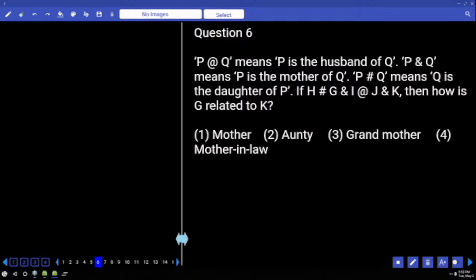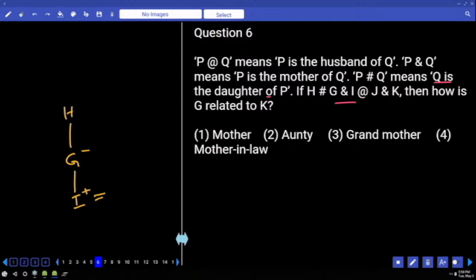Then coming to question number 6. How is G related to J? Now in this one, hash stands for daughter. P hash Q means Q is the daughter of P. Now they were in the reverse order. H hash G means G is the daughter of H. G is a female. And next one, G and I. And stands for mother: G is the mother of I. Now I at the rate of J means I is the husband of J.